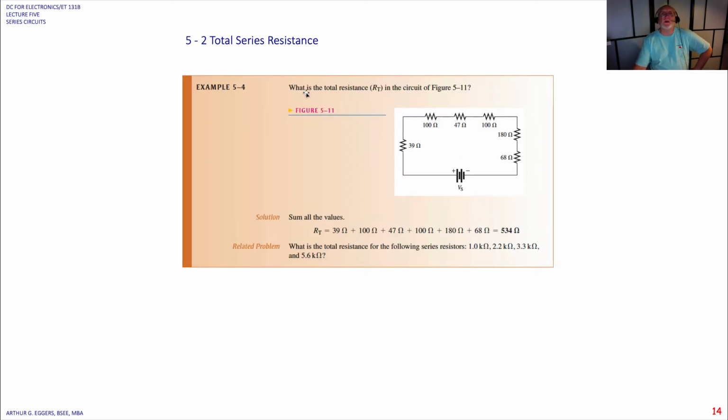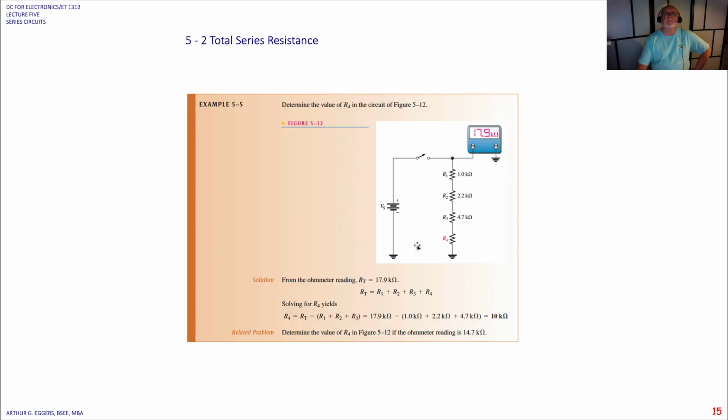So in this example, what is the total resistance in the circuit shown? We've got a 39 ohm, 100 ohm, 47 ohm, 100 ohm, 180 ohm, and 68 ohm resistor. All we have to do is sum all of those values, and we get a total of 534 ohms for the resistance. As I said before, you could take all of these, combine them into one resistor, call it R total, and that would be the value. The related problem asks you to change the values and calculate the total. I'll let you do that.